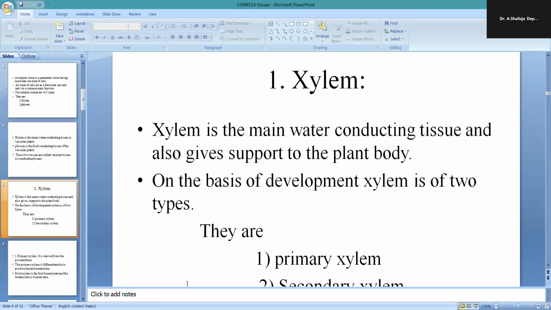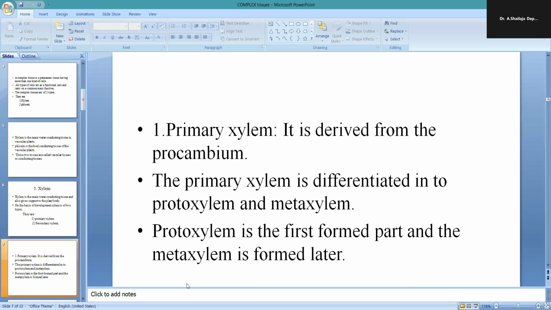Structurally, xylem consists of both living and non-living cells. The most important constituents of it are the tracheary elements, which are the main water conducting tissue and also give support to the plant body. On the basis of development, xylem is of two types: primary xylem and secondary xylem. Coming to the primary xylem.